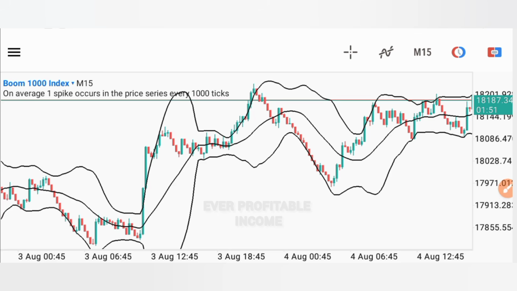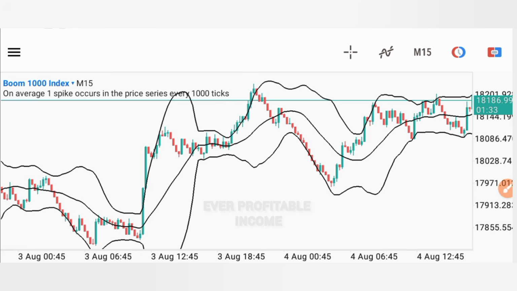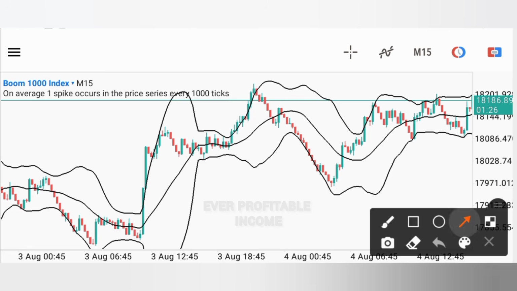So when price has stretched outside the band, the next thing to do is to get ready to sell. But you don't just start selling immediately. You have to look out for another confirmation, and the next confirmation to look out for is the appearance of a bearish candlestick after the stretch. When we look closely here, you can see that after the bullish candle went outside the band, the next candle that appeared was bearish.